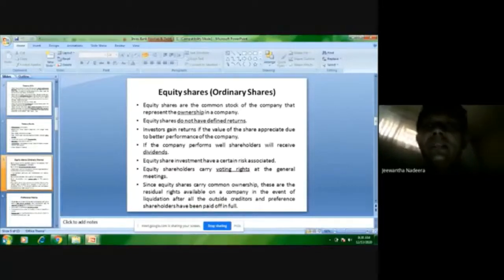The answer is black and white. No. Why? High risk, high return. But the senior citizen needs constant income. So we are not recommending to put money in shares.